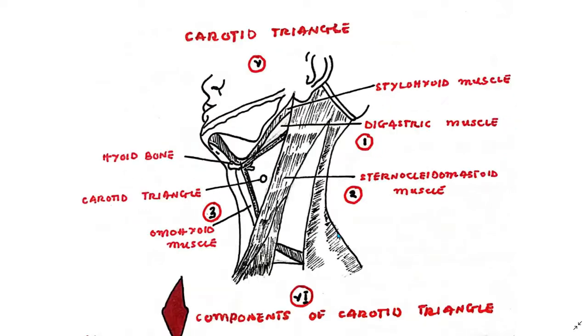The anterior triangle is subdivided into 4 triangles, like we said earlier on. Now, the first of these triangles is the carotid triangle. The carotid triangle of the neck is bounded superiorly by the posterior belly of the digastric muscle. It is bounded laterally by the medial border of the sternocleidomastoid muscle, and it is bounded inferiorly by the superior belly of the omohyoid muscle.